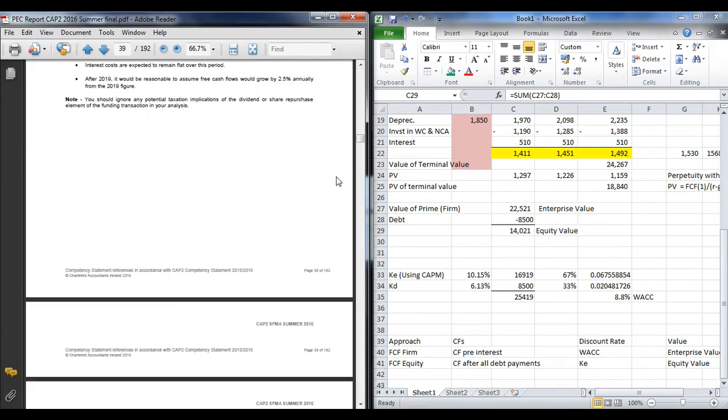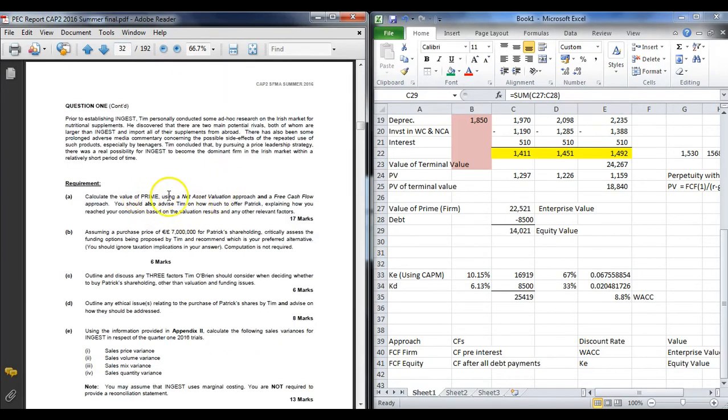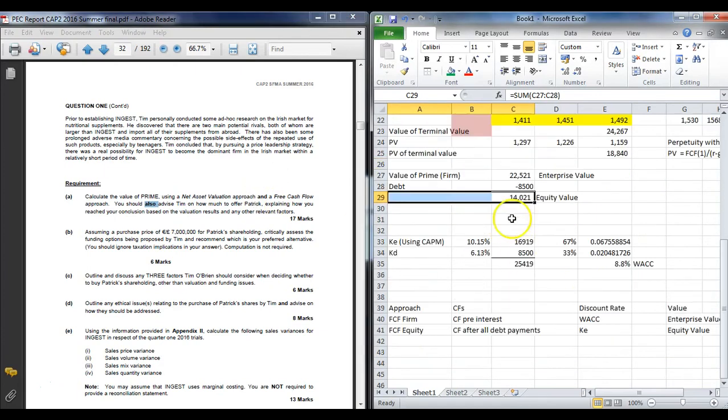And unfortunately, this is where a lot of students stopped. But remember, if you go back to the requirement, that was only the first part. Part 1, an asset approach. Part 2, free cash flow Prime. Now we should also advise, you see the way the examiner uses bold, Tim, and how much to offer Patrick. Well, Tim is buying 50%, therefore 50% of that is about 7 million.